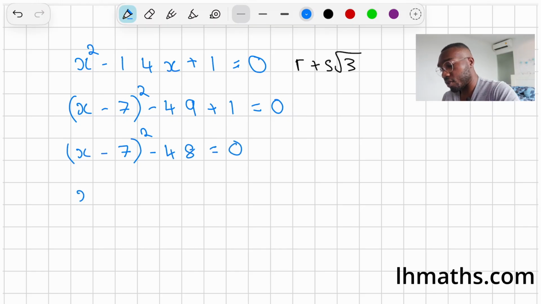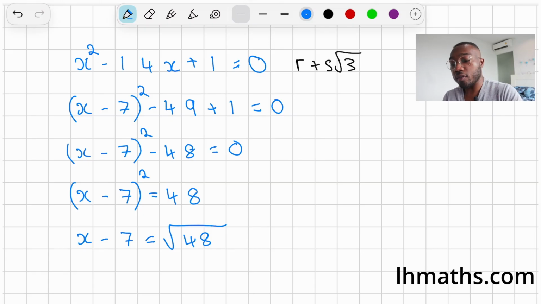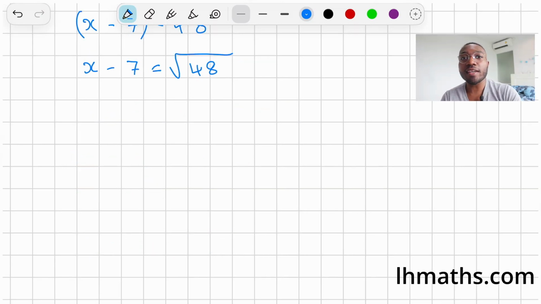Then we bring that 48 to the other side, so we get (x - 7)² = 48. Now we can square root both sides, and we get x minus 7 is equal to the square root of 48. Usually we have had square numbers in the past, so we can easily simplify it down. In this case, we don't have a square number, so what we can do is put it in a different form.